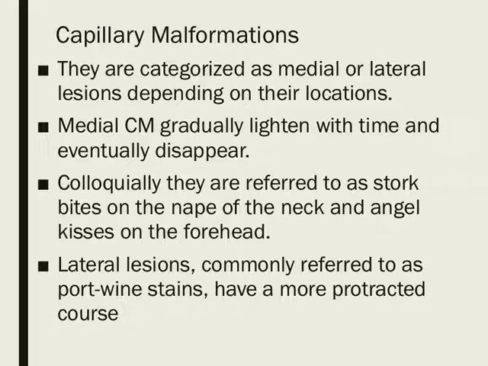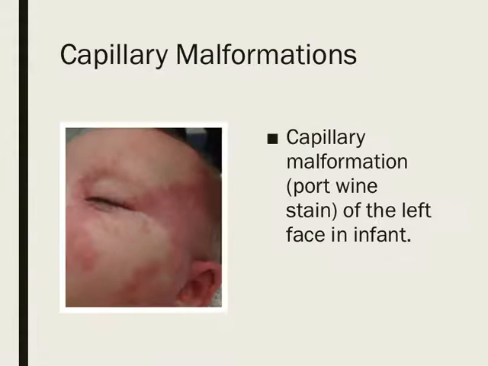The medial ones usually gradually lighten with time and eventually disappear, and they have some local names for it. So that's the stork bite on the nape of the neck, and the angel kisses on the forehead. The lateral ones are mostly the port wine stains, and they have a protracted course.